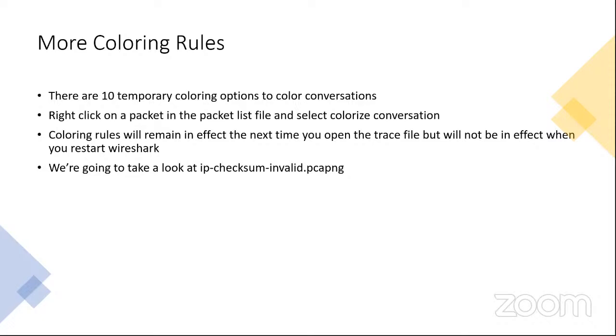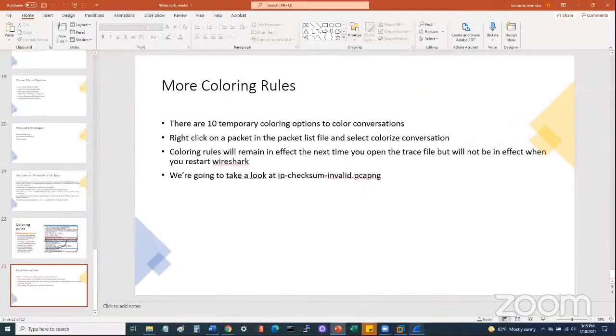Coloring rules will remain in effect the next time you open the trace file, but they will not be in effect when you restart Wireshark. So again, if you restart your Wireshark and you come back and you're like, hey, where are my conversations? It's not going to show up, because it's only going to be there as long as Wireshark stays open. So we're going to take a look at the IP checksum invalid to look at some of the coloring rules there.